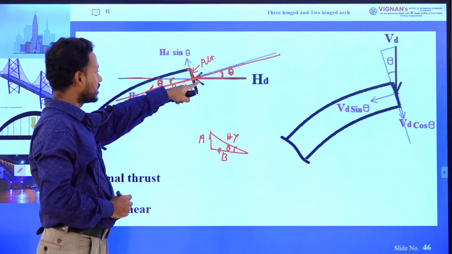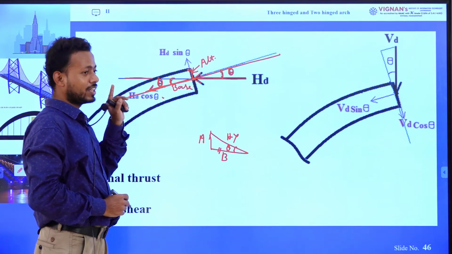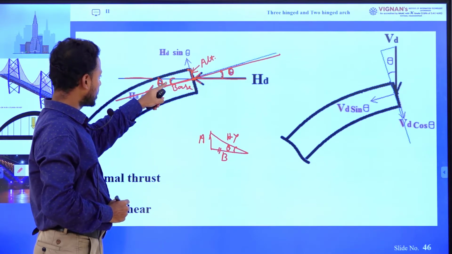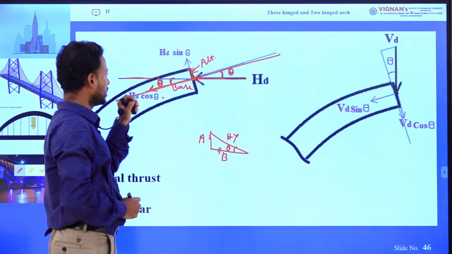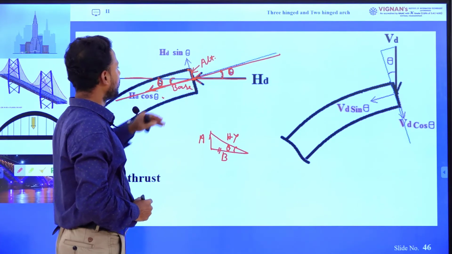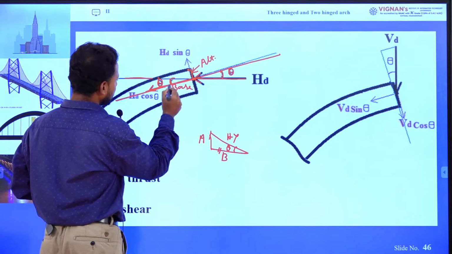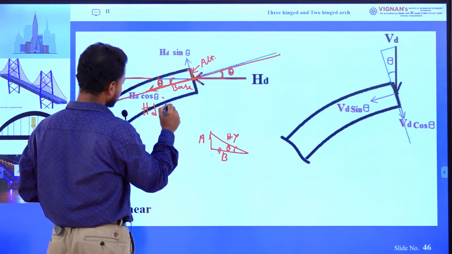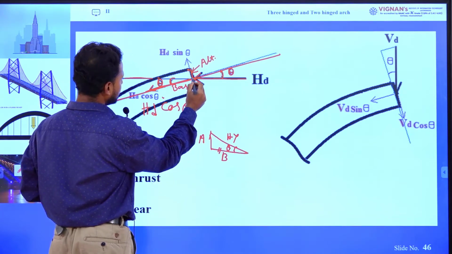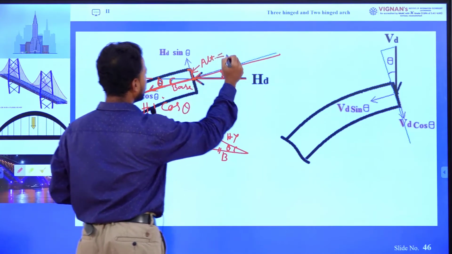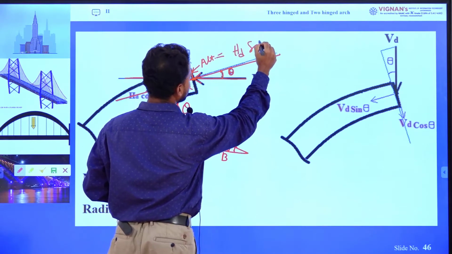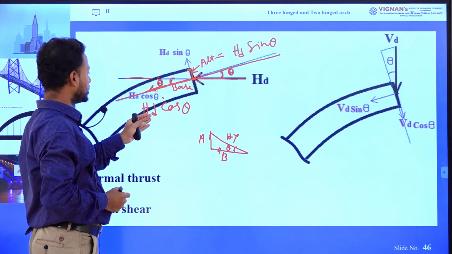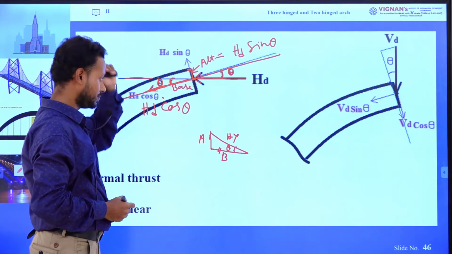This HD will have two components, one is cos component, another is sine component. The side which is attached with the theta, that side will be cos component and the other component will be sine component. So with this theta, this is base, so this will be cos component, so this will be HD cos theta, and this is altitude, so this altitude component will be HD sin theta. Clear? So HD, I have two components, one is HD cos theta, another is HD sin theta. Come to this part.